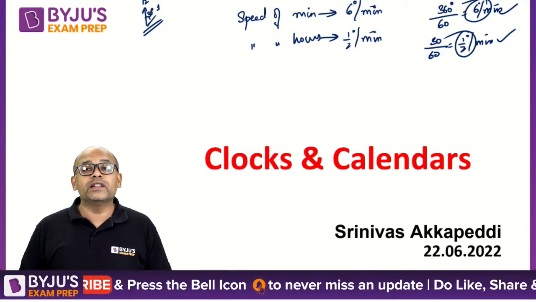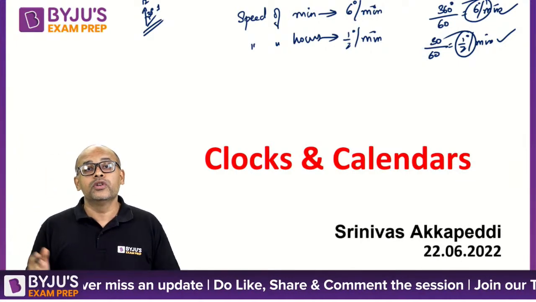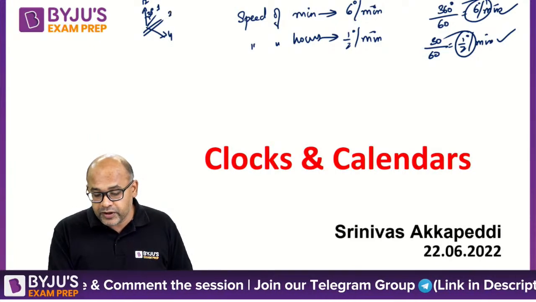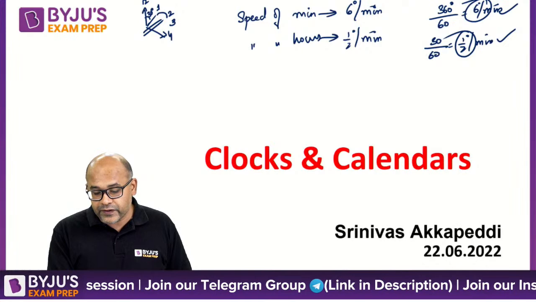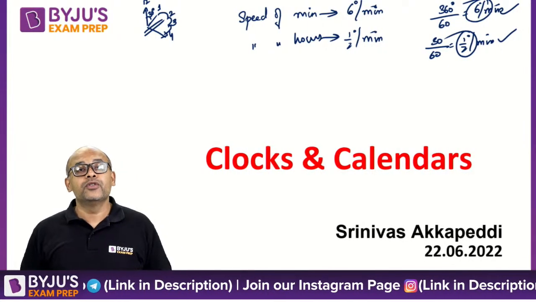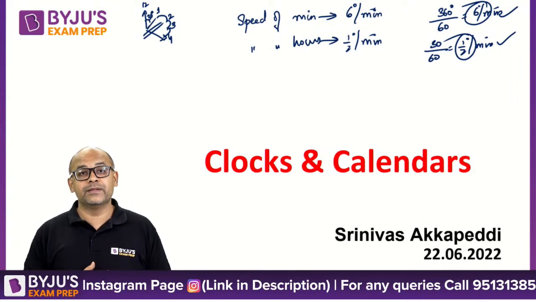So if I ask what is the angle from 1 to 4? 1 is here, 4 is here. How many numbers are in between? 2 and 3. So basically you have 30, another 30, 60, and another 30, 90. So from 1 to 4, if you count, it will be 90 degrees.